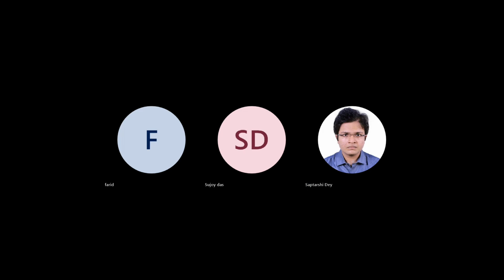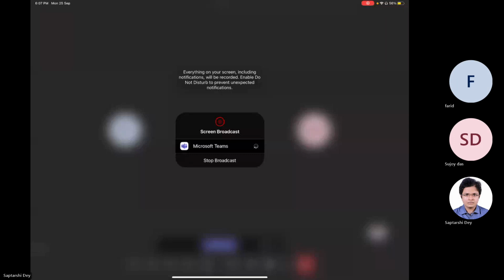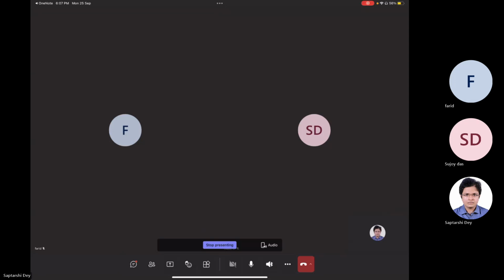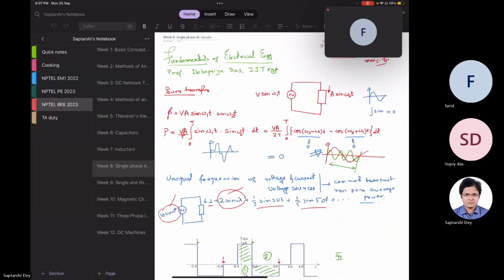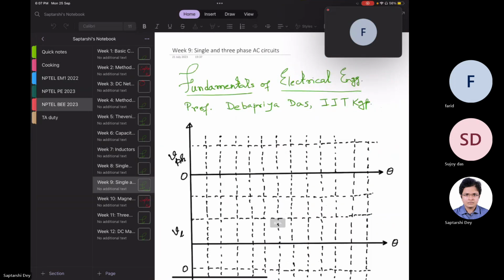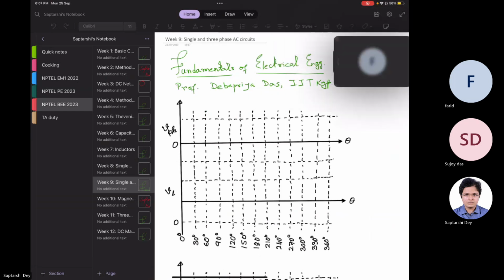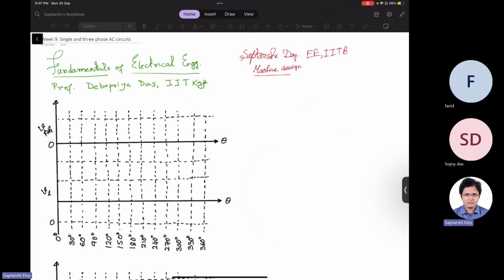I will share something. Share screen. So that you can see my screen. Okay.